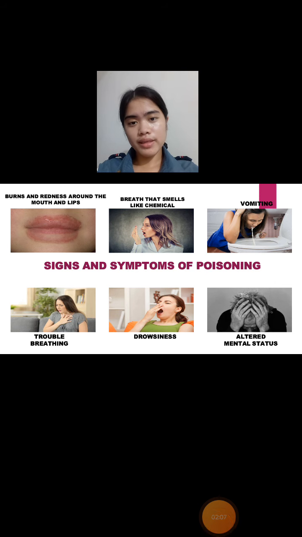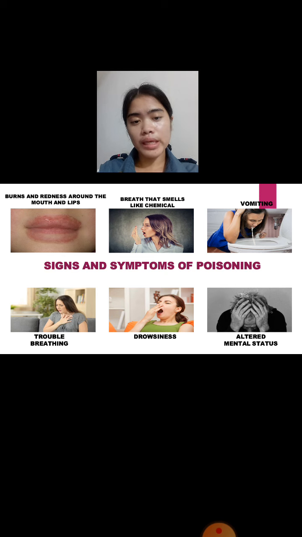Now we will proceed to the signs and symptoms of poisoning. Number 1, burns or redness around the mouth and lips. Second, breath that smells of chemicals like gasoline or paint thinner. Vomiting, with symptoms like in food poisoning. It usually comes on quickly after a person eats or drinks something infected by germs.